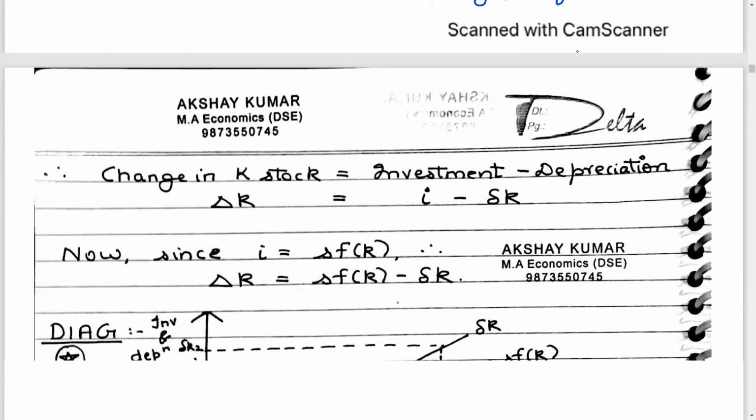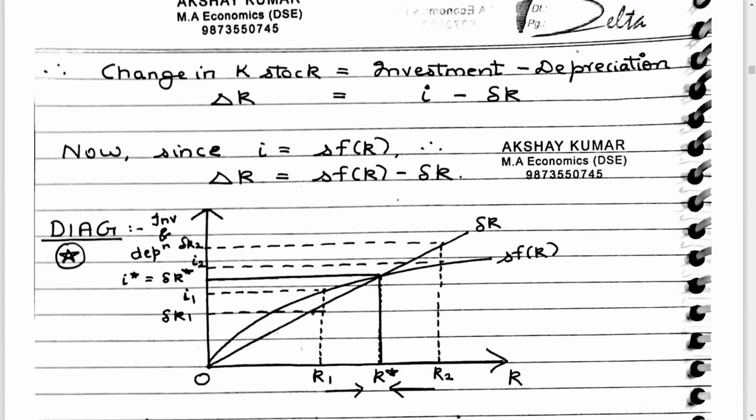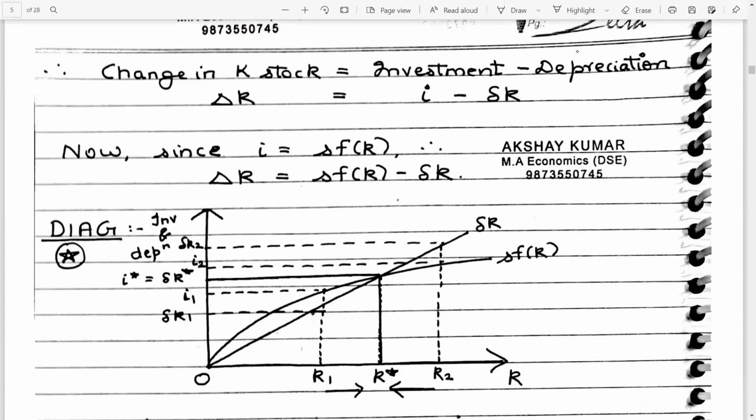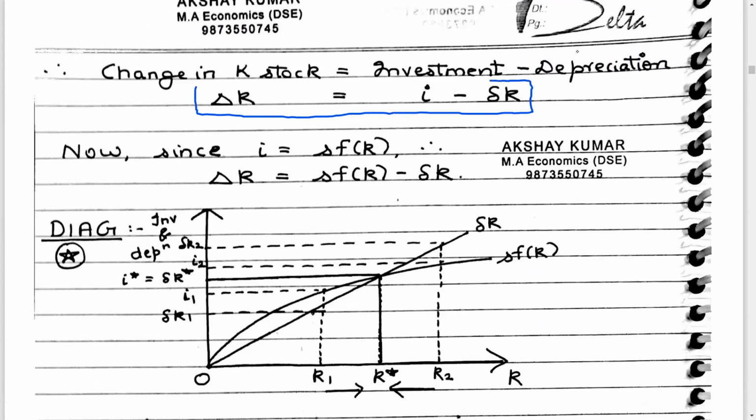Now guys, let's combine the diagrams. First, let's look at the maths of it. So what is my change in capital stock? My change in capital stock is equal to the new capital which is added. New capital is added in the economy by the amount of investment, which is I, but some capital is wearing out every year by the amount of depreciation, which is equal to delta K. So I can say that my change in K is equal to the new capital I minus the capital which is wearing out every year given by delta K.